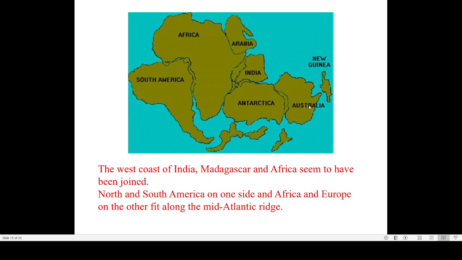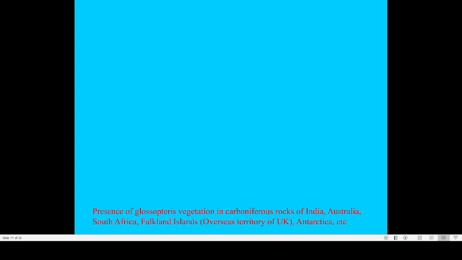Then certain regions of Antarctica, this was how all the different continents were located once, some 250 million years ago. So this geographical matching is a strong evidence. Then there are many other evidences, especially from fossils.